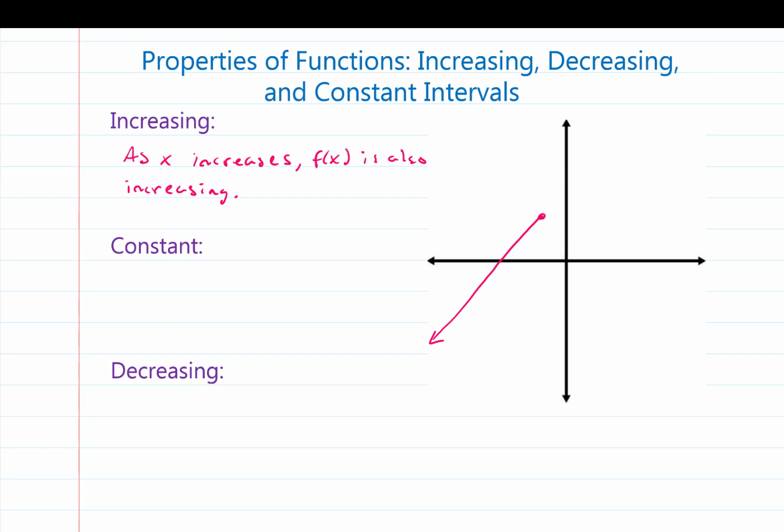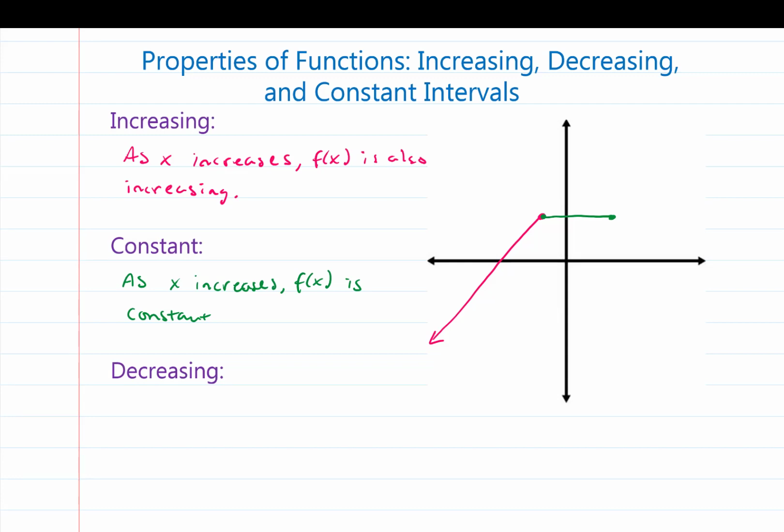Let's now go to constant. A constant interval looks like this. As x increases, f of x, or the output, is constant, meaning that it doesn't change value. So it's going to represent itself as a horizontal line or horizontal segment. In this case, it's going to be a horizontal segment, and so that would be a section of the graph where our function is constant.